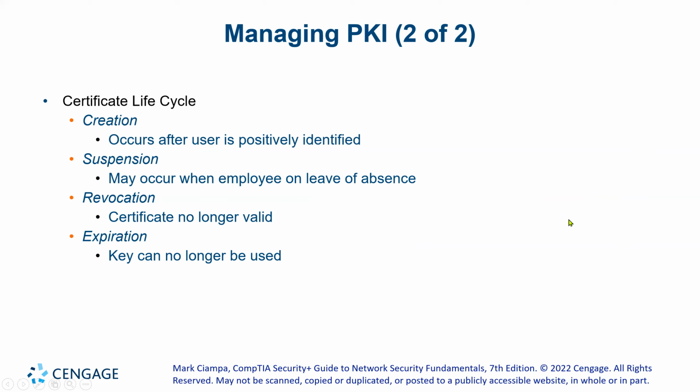Okay, this is the certificate life cycle. Yeah, I know that's another problem, those nice acronyms. CPS does not always mean the same thing. Okay, so certificate life cycle. Creation occurs after your user is positively identified. Suspension may occur when an employee is on a leave of absence or gets fired or anything like that. Revocation, certificate is no longer valid. Expiration, the key can no longer be used.